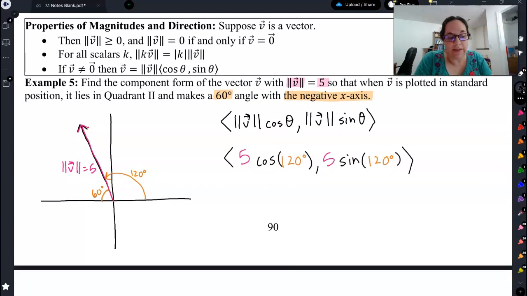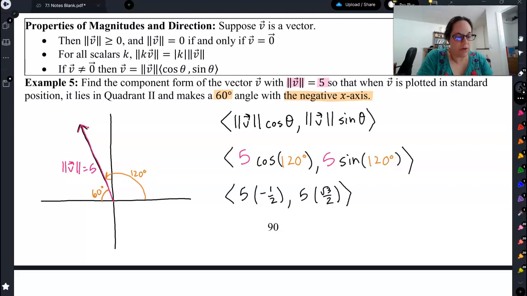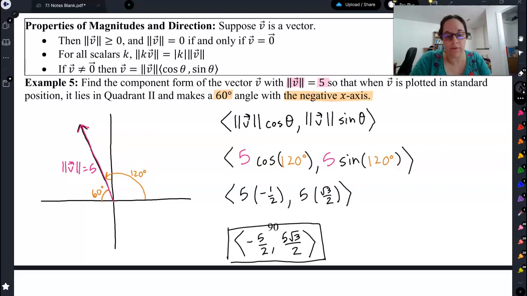And hey, look at that. I can simplify those because these are unit circle points. This becomes 5. Let's see, cosine of 120 is -1/2. Sine of 120 is √3/2. So this would give me -5/2, comma, 5√3/2. And that is our component form of the vector. So the x value is -5/2, and then the y value is 5√3/2. And that's how we get the component form from the magnitude and the direction.